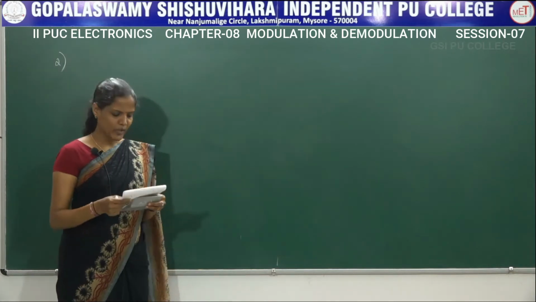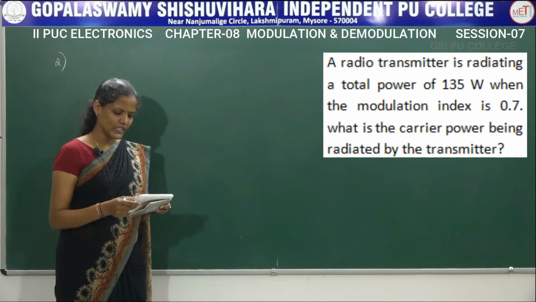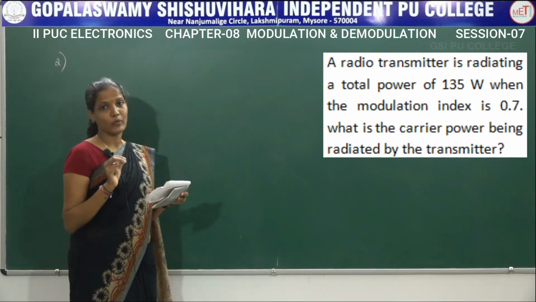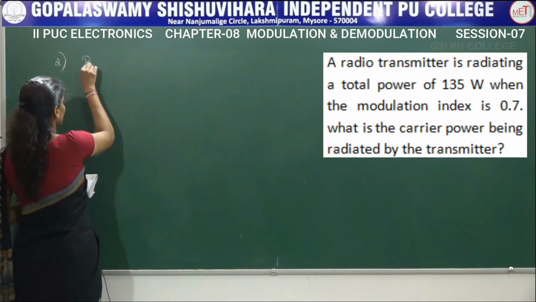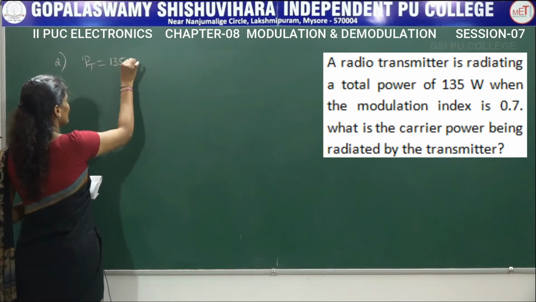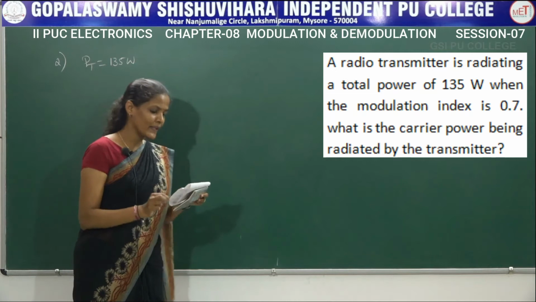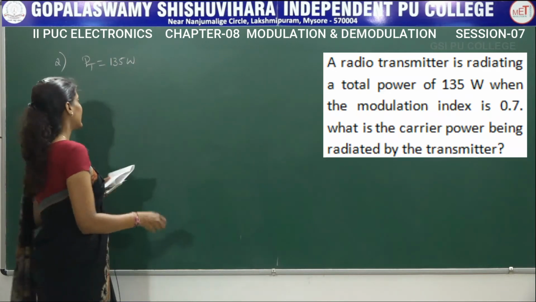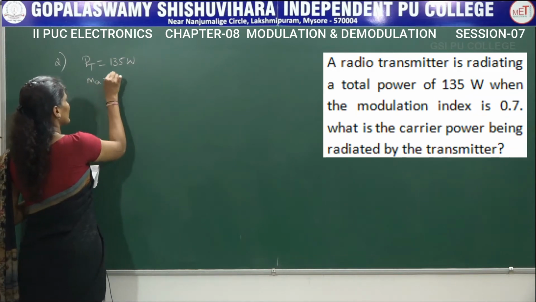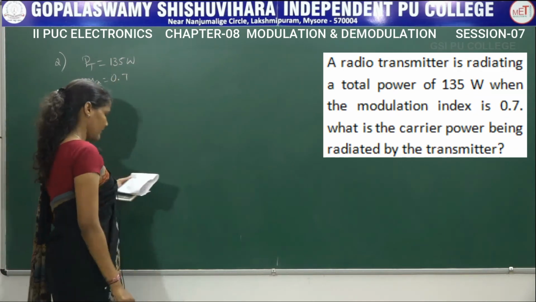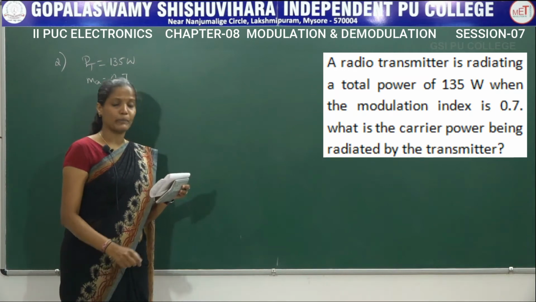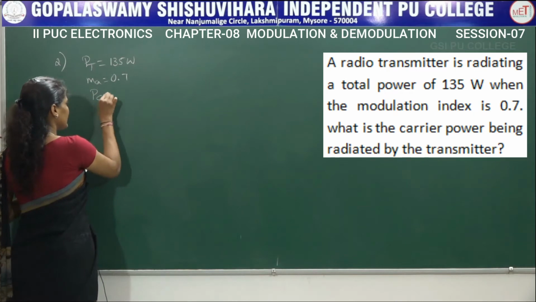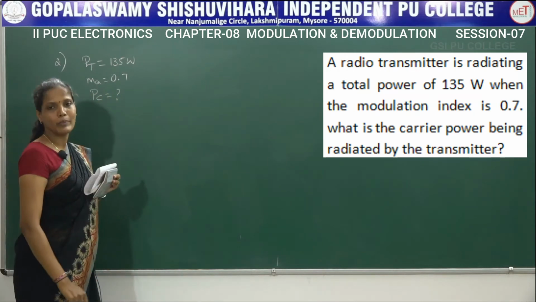Clear? The second problem is, a radio transmitter is radiating a total power of 135 watts. Total power is nothing but PT, which is equal to 135 watts, when the modulation index is 0.7. So modulation index is given directly, and that is equal to MA, which is 0.7. What is the carrier power being radiated by the transmitter? Carrier power is nothing but PC. So you have to find out PC value.